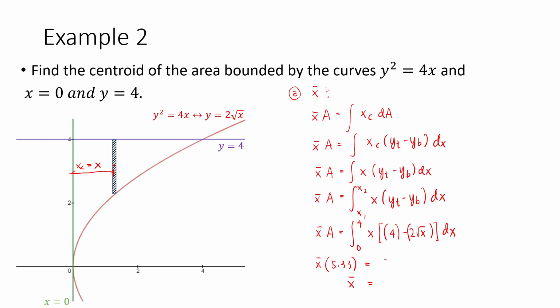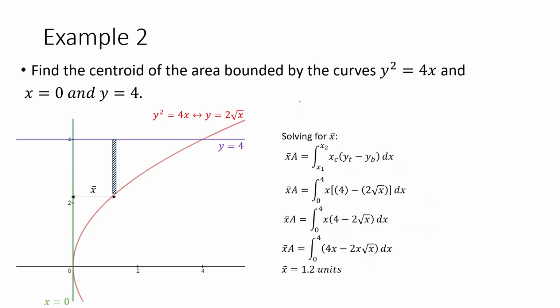So this will be 6.4 divided by 5.33. So this will give you 1.2 units. All right, so next, this is the solution for bar x.